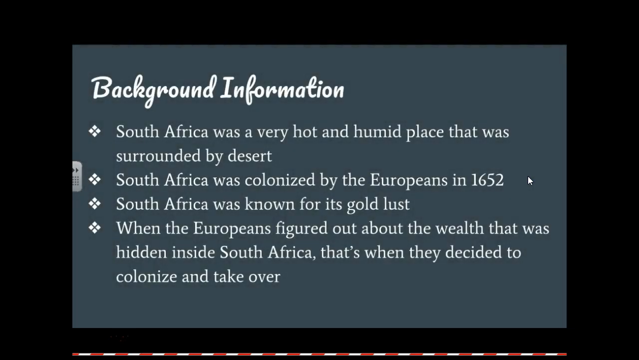Can you skip back a little bit so we can see? So, this is the background information. South Africa was a very hot and humid place that was surrounded by desert. South Africa was colonized by the Europeans in 1652. South Africa was known for its gold, it had a lot of gold. When the Europeans figured out about the wealth that was hidden inside South Africa, that's when they decided to colonize and take over.